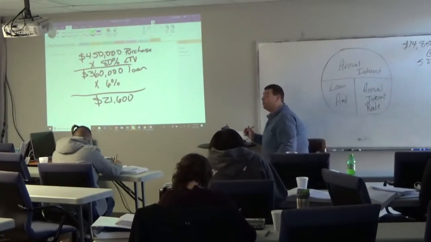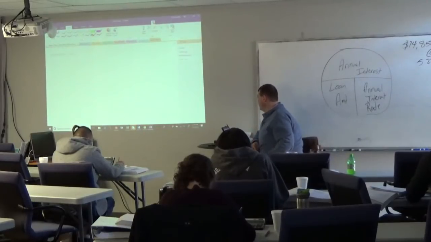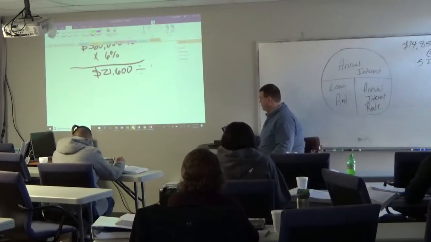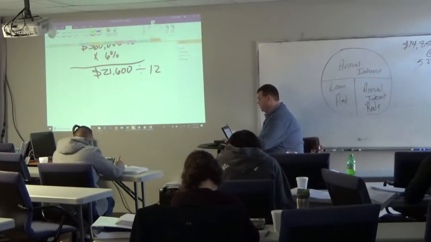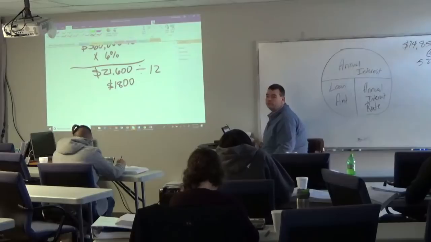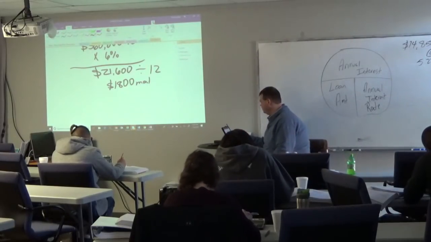All right, everybody good on that? Good with the idea of a loan to value ratio? All right, number three, calculate the monthly interest owed on the loan in question number two. Well, if we're going to do that, we would just take this and divide it by what? 12. So divide that by 12, and I come up with $1,800 a month. Feel okay about that? So $1,800 a month.